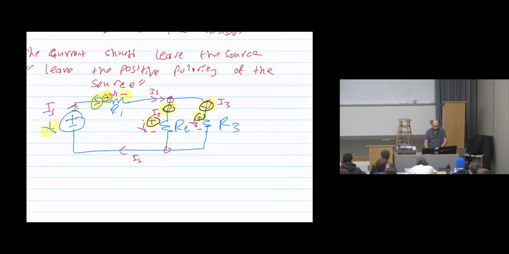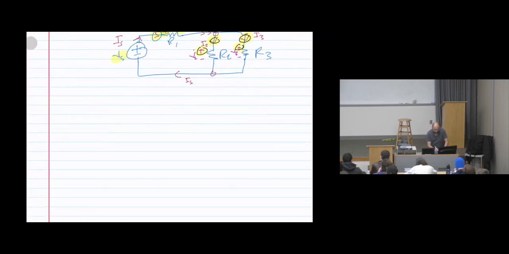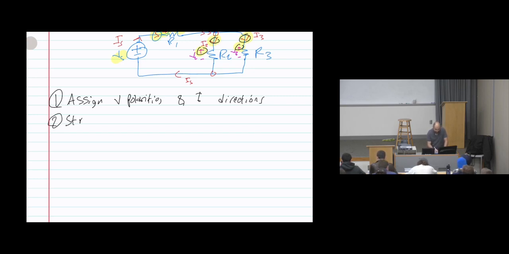Okay, that's our standard. After doing this assumption, what are the procedures that we need to follow in order to solve DC circuits? Step number 1: assign voltage polarities and current directions. That's what we did. Step number 2: to solve this circuit, start from the extra given information.